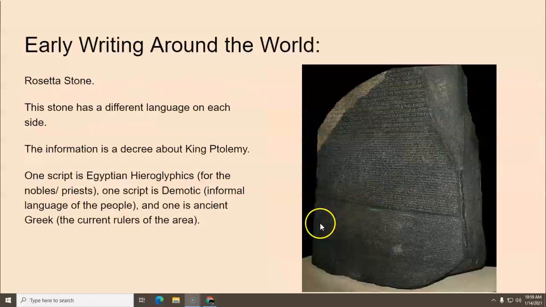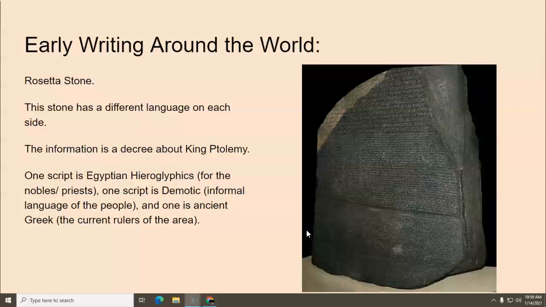This is the Rosetta Stone. It's one of the most important rocks in the world, and it was how we learned how to translate the Egyptian language, because the stone was giving you laws and information about King Ptolemy. Each side had a different language on it. One side was written in Egyptian classical hieroglyphics. That was so that the nobles and priests could read it. That was their language. One side was written in Demotic, which is the informal language of the people.